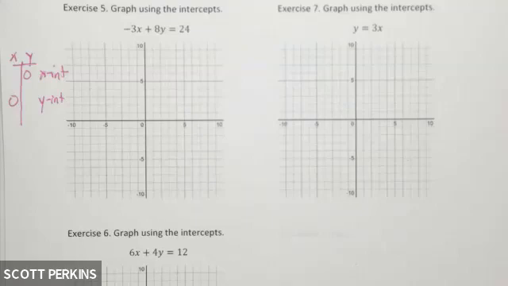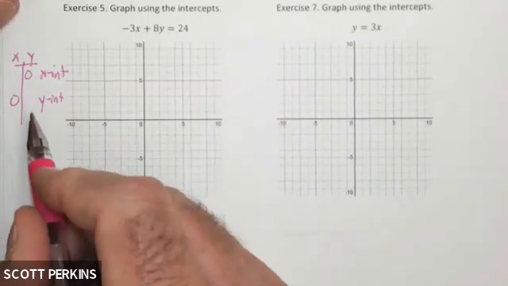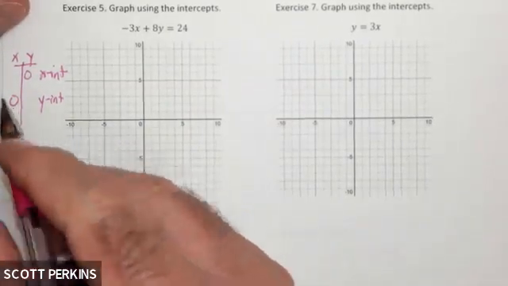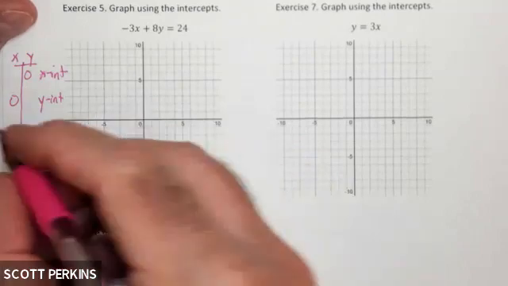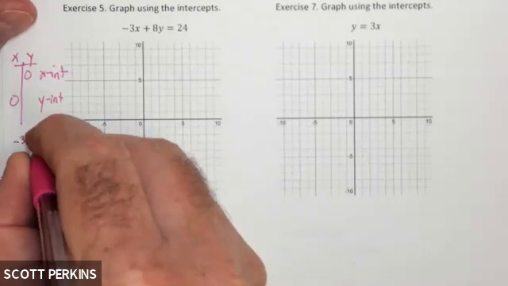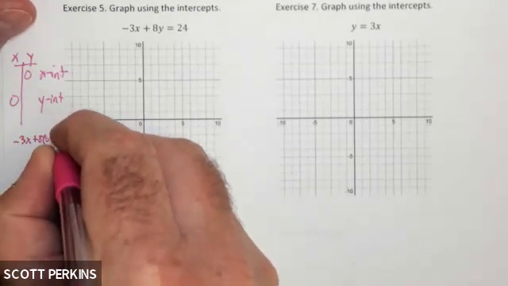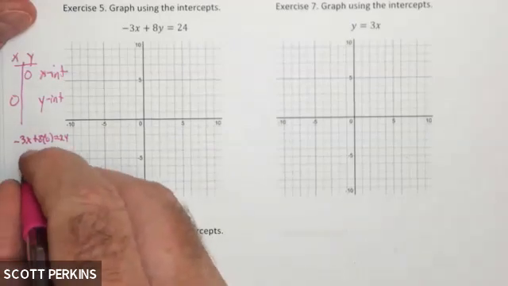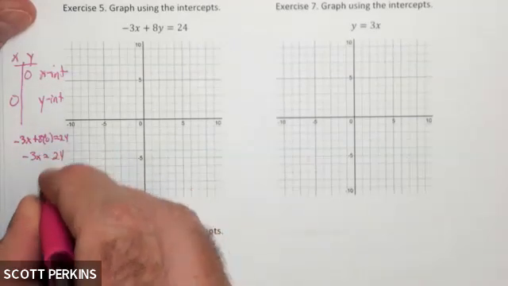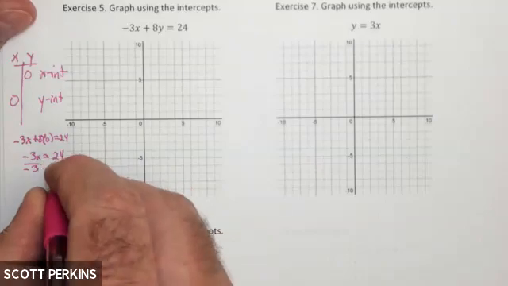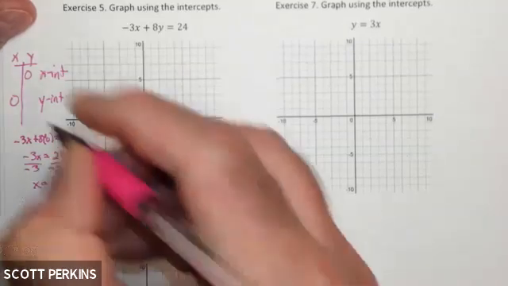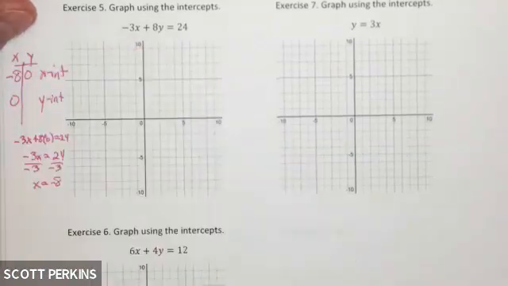All right, I'm going to get started. Again, check your work with my work. I've got my table set up, my x-intercept, my y-intercept. So I'm going to plug in the y value 0, and I get -3x plus 8 times 0 is 24. That becomes -3x equals 24. And when I divide, I get x is -8. That's fantastic. So I'll put a -8 right there.